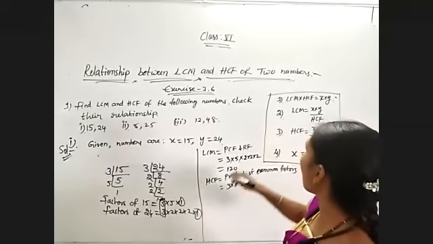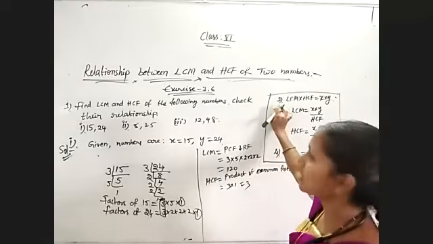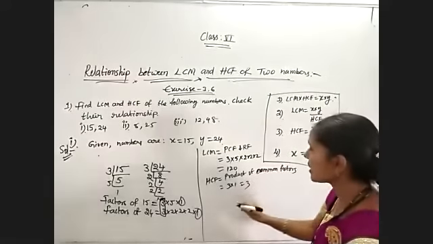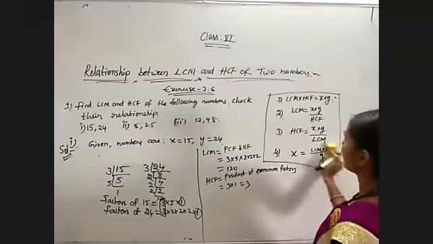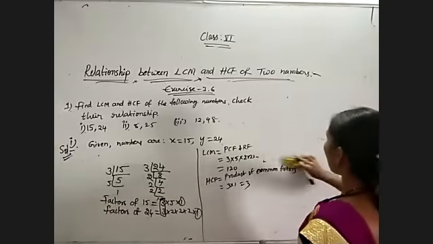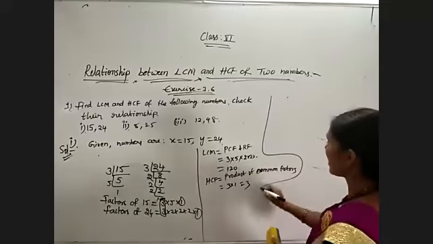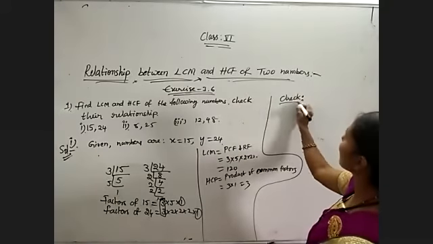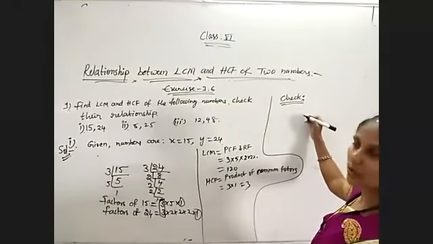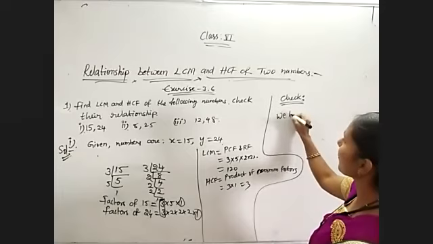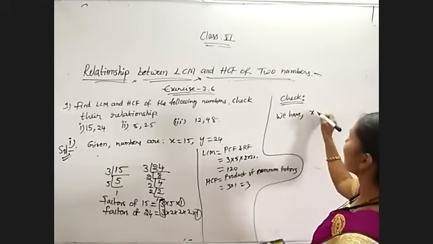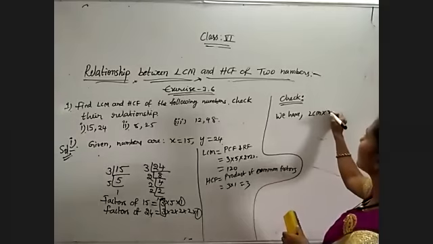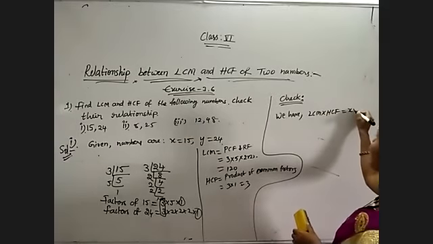Now observe the relationship between LCM and HCF: LCM into HCF is equal to X into Y. So what I am doing is checking your result, as also asked in the question. Whenever we are doing the checking, we have the relationship: the product of LCM and HCF of two numbers is equal to the product of those two numbers.